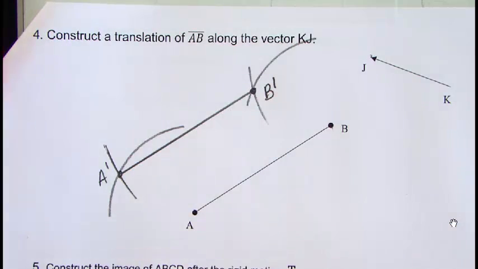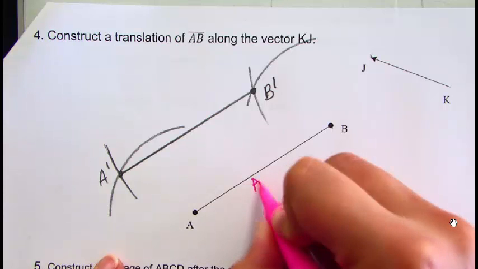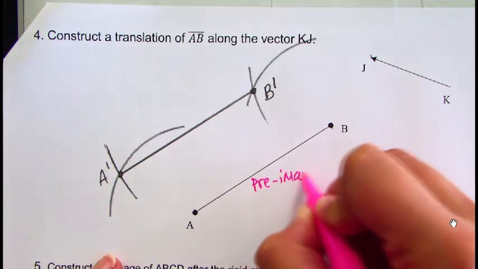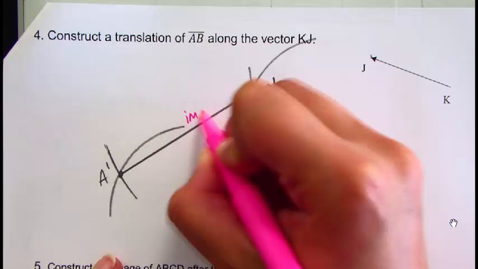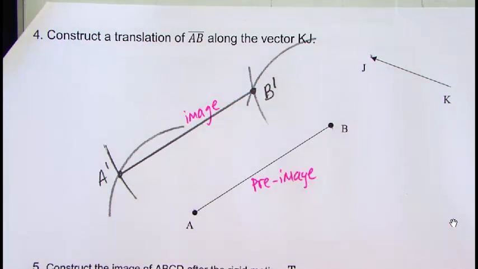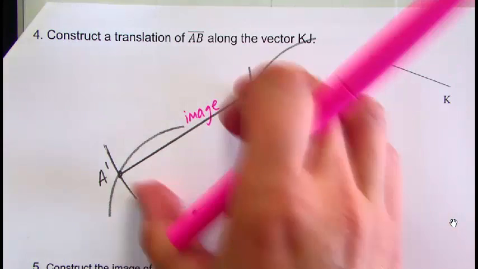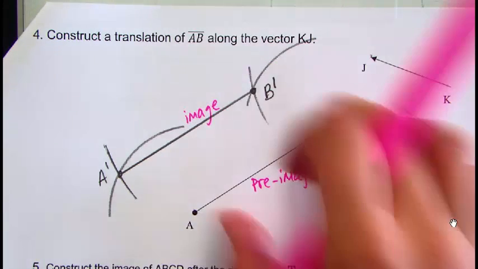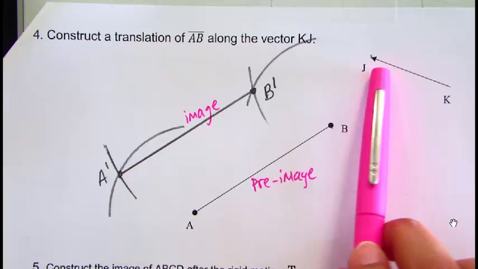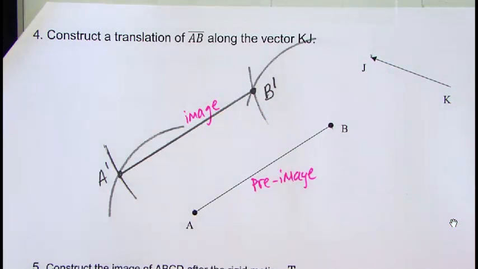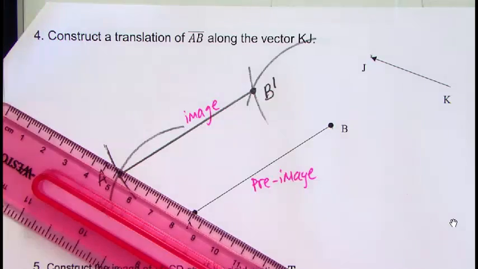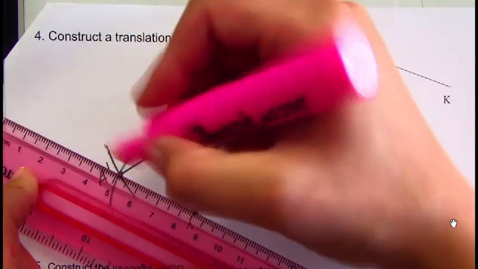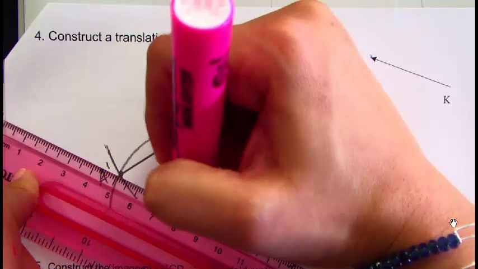So we got a couple of things going on here. This is my pre-image. This is my image after the translation. Notice how both points moved to the left and up a little bit because that's the direction and the length that my vector is going in. If you want to, you can even draw in the vectors. The vectors that you're drawing should match the vector that's on your page.